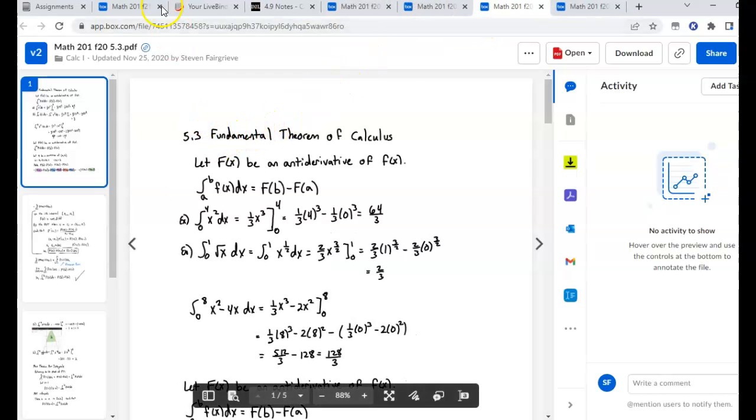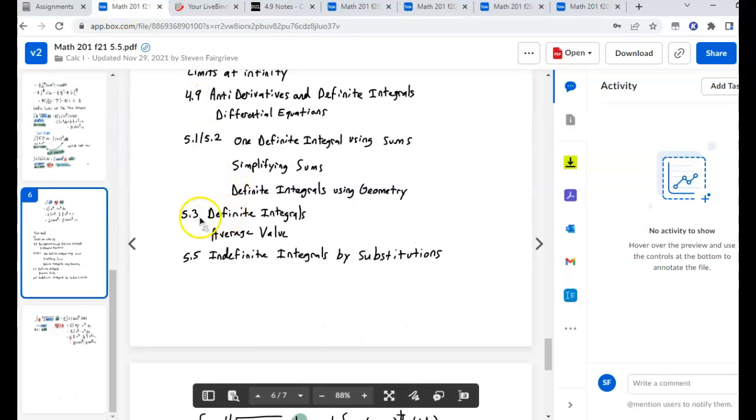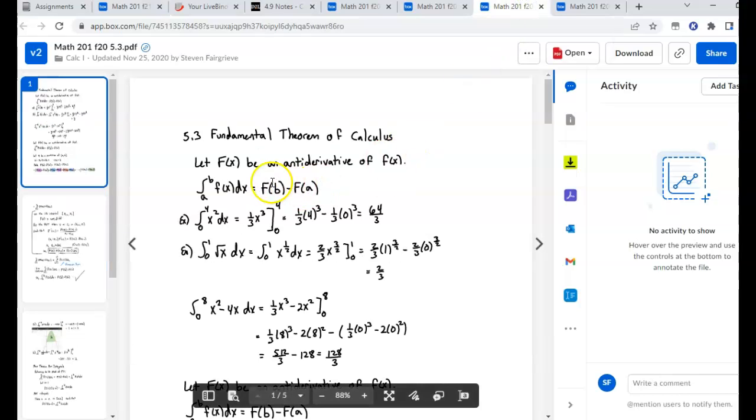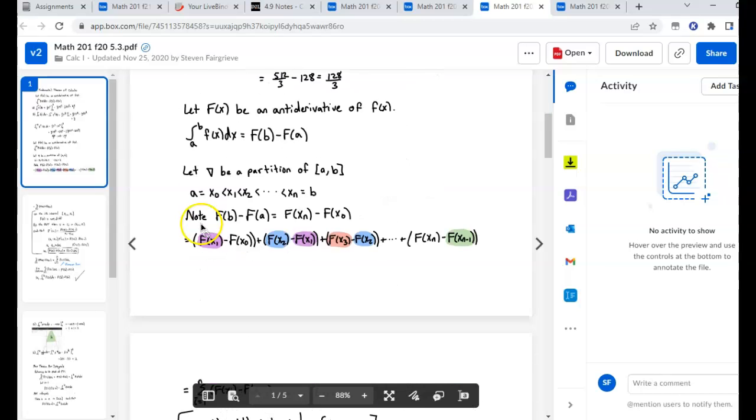Okay. And then in 5.3 we get into the fundamental theorem of calculus. That's what allows us now to do the integrals by finding the antiderivative. Right, we find the antiderivative, and then we evaluate the antiderivative at those endpoints to get the definite integral.